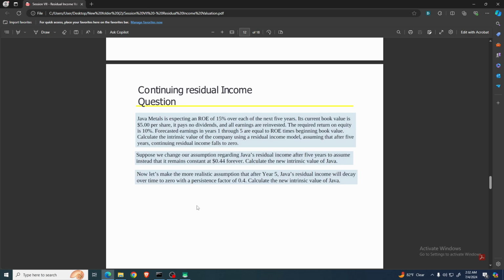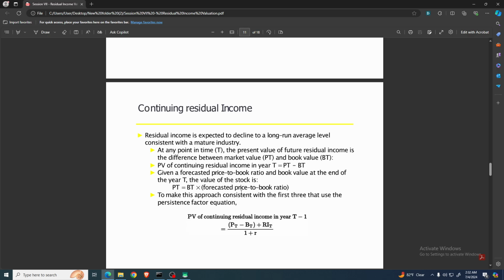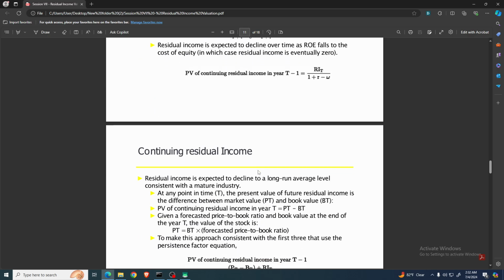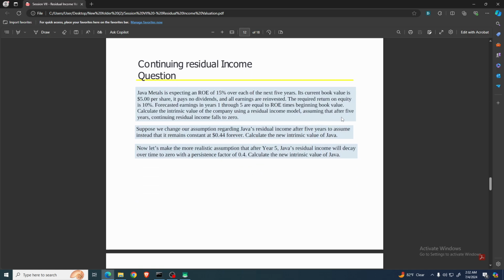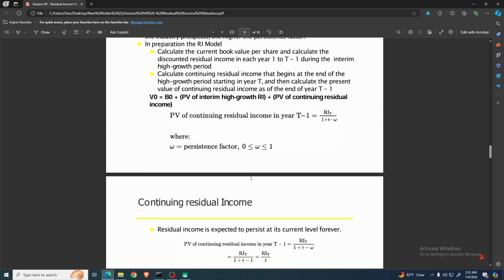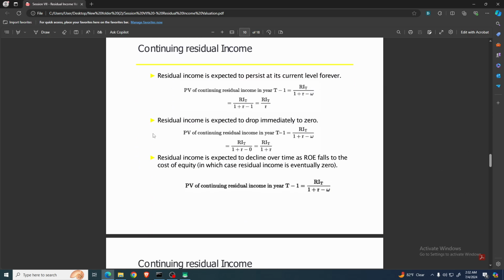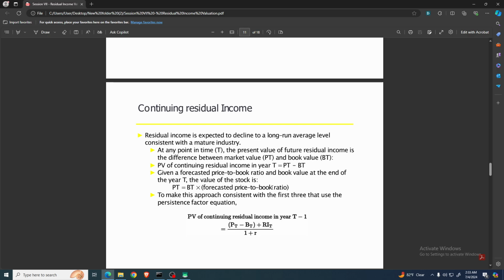And then forecasted earnings. Forecasted earnings in years 1 through 5 are equal to the return on equity times the beginning book value, right? So first we are asked to calculate the intrinsic value of the company using the residual income model, assuming that after 5 years, continuing residual income falls to zero. So we are going to use the second assumption, that after 5 years continuing residual income is going to fall to zero. Essentially this one. So let's go ahead and see how this can be calculated.